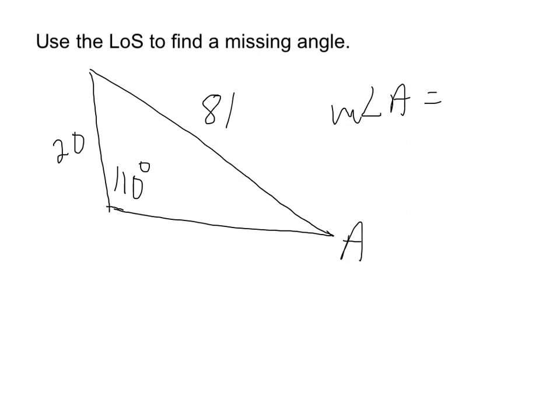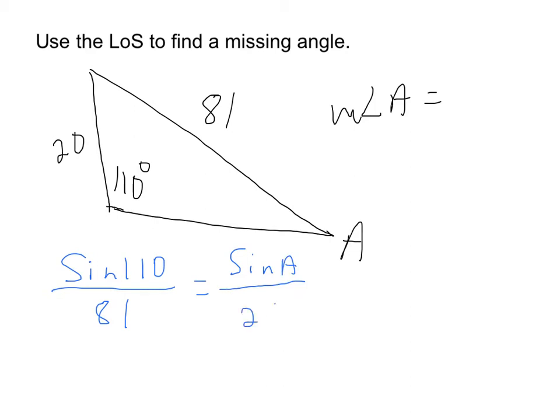So we also can use the law of sines to find a missing angle. And in this question that I created, we're looking to find how big that angle A is. So I know I've got this angle-side pair. I know that angle goes with that side, so I can say the sine of 110 degrees divided by 81 equals the sine of angle A, which I don't know how big angle A is, over 20. So again, it's just a proportion.